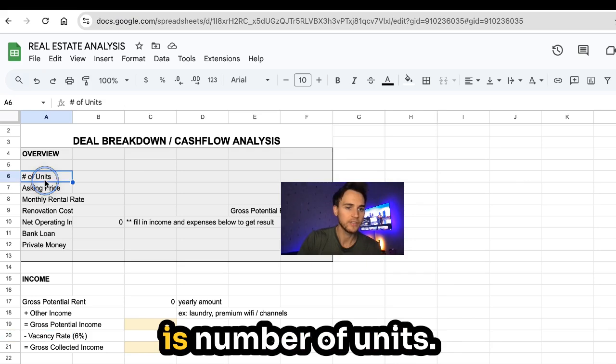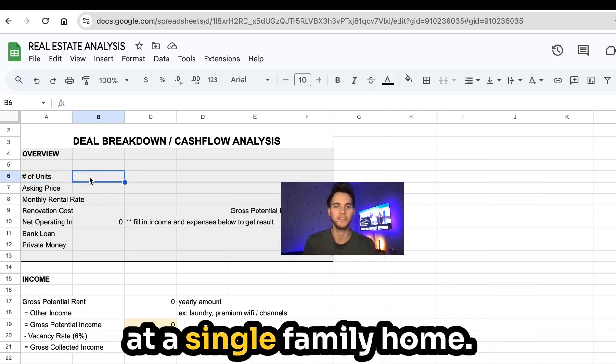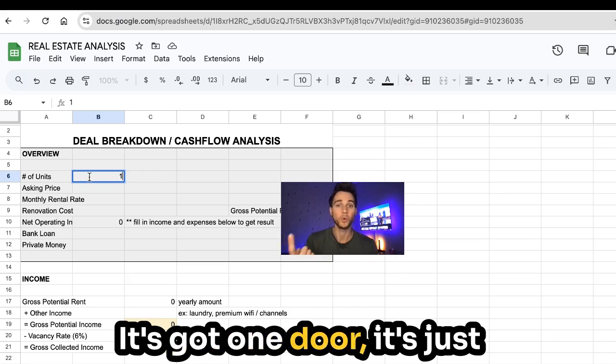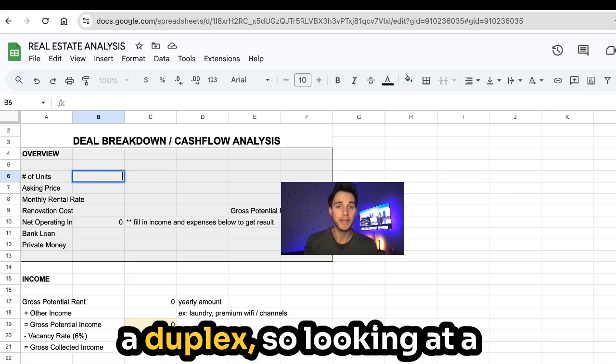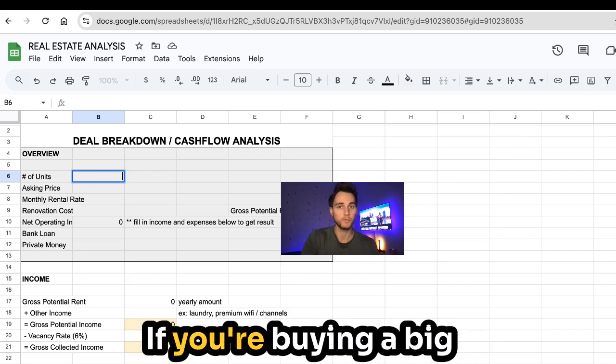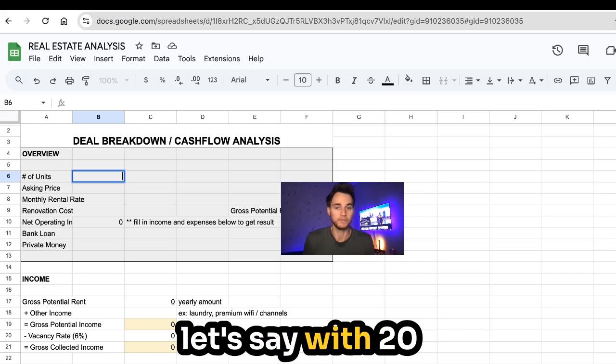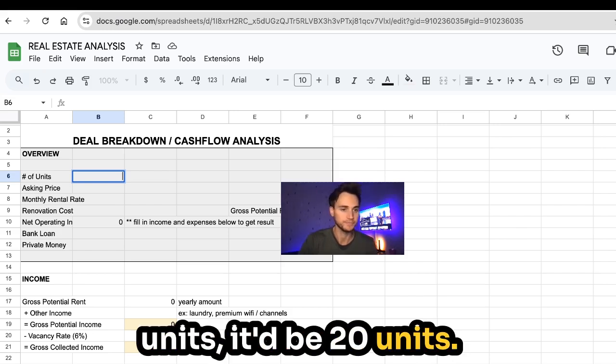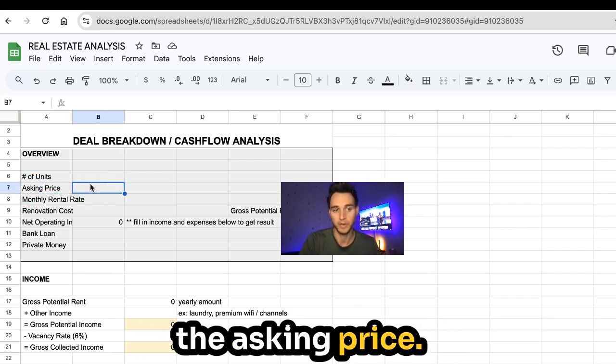So the first thing is number of units. So if you're just looking at a single family home, it's got one door, it's just one unit. If you're buying a duplex or looking at a duplex, it'd be 2 units. Threeplex, 3 units. If you're buying a big apartment complex, let's say with 20 units, it'd be 20 units. Next is going to be the asking price.